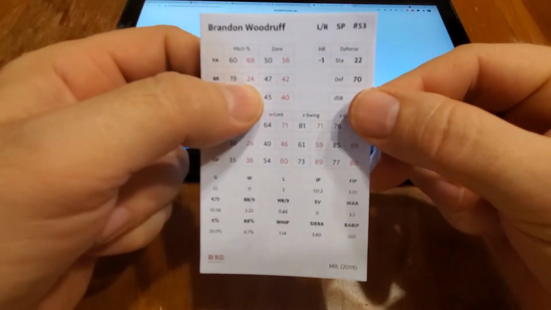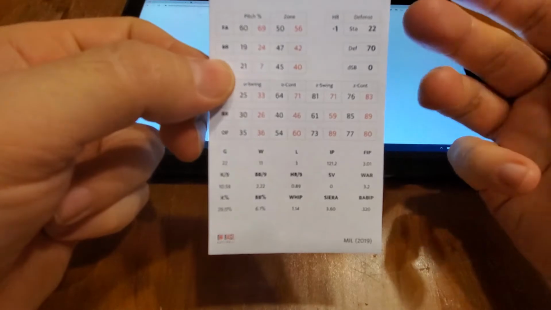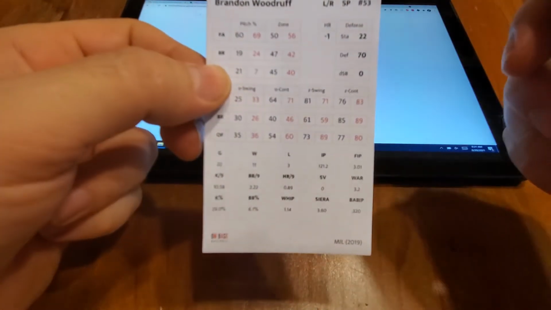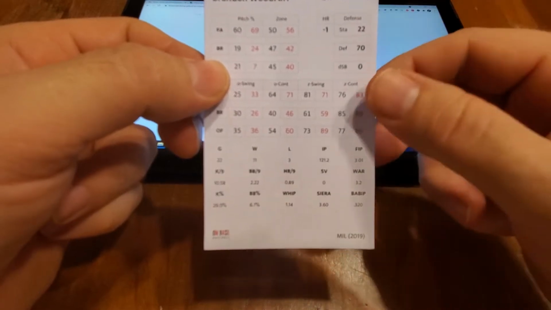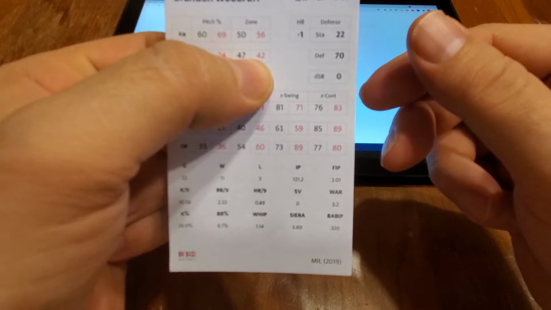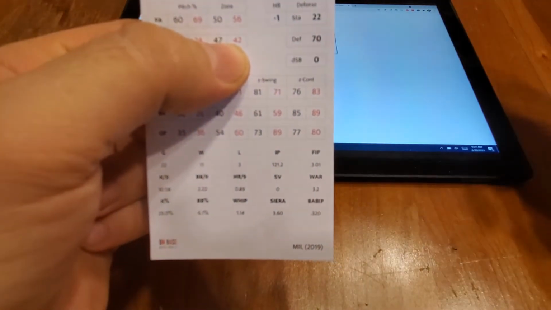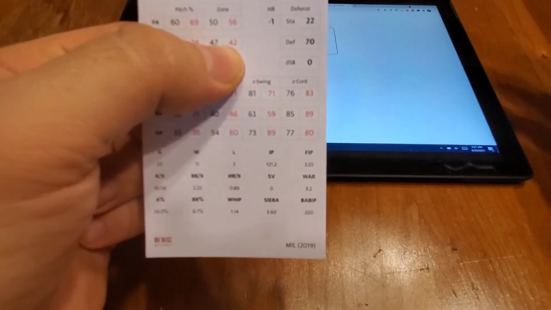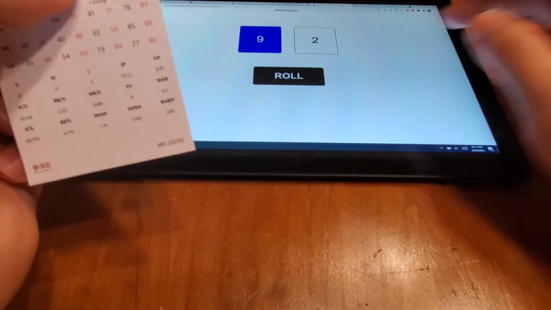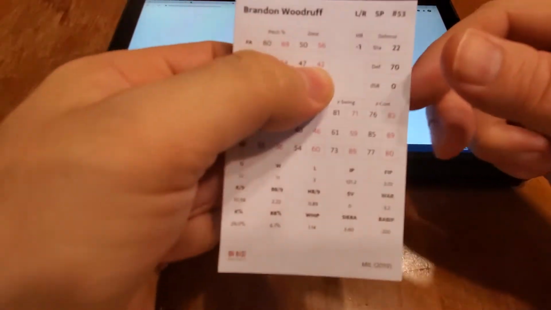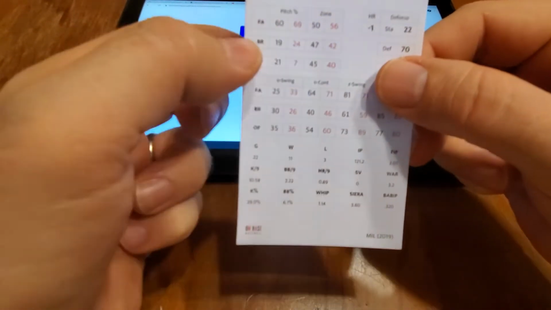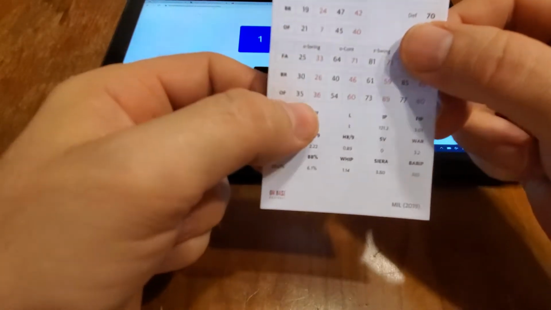So on this particular pitch, it's going to be a breaking ball, and now we need to find out, was the breaking ball in the zone or not? We're looking at this number here, which is 42. If our next roll is 1 to 42, it's in the zone. If it's 43 to 100, then it's out of the zone. It's a 15, so that's less than 42, so it's in the zone. So he throws a breaking ball, it's in the zone.